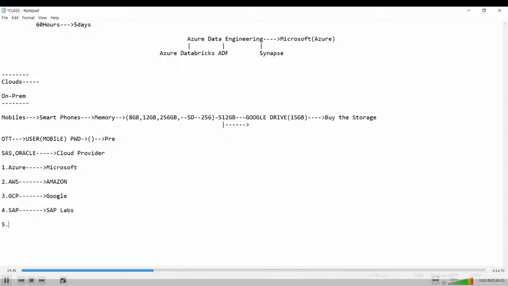Okay, whereas you have the Oracle Cloud. Oracle has also come out with their own cloud. And the Oracle Cloud is provided by what? Oracle Corporation. Okay, guys, Oracle Corporation.